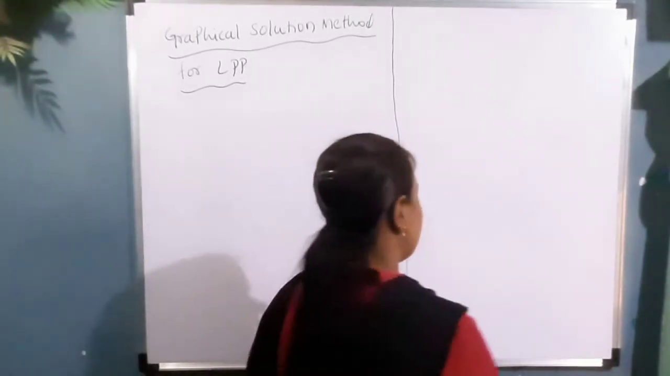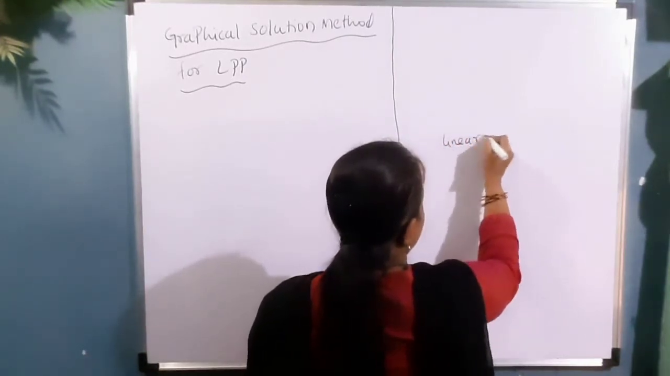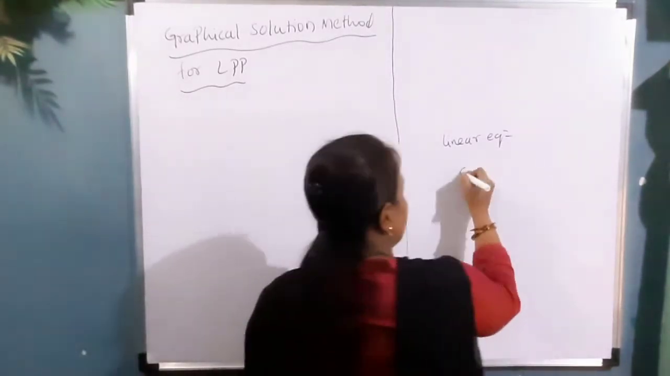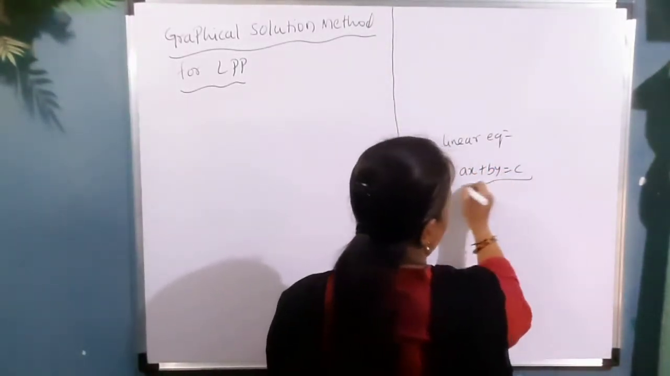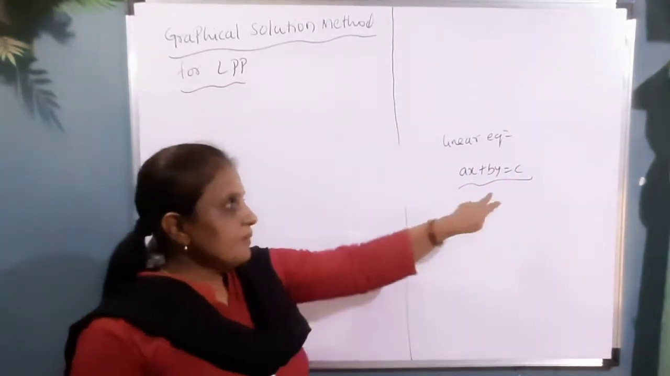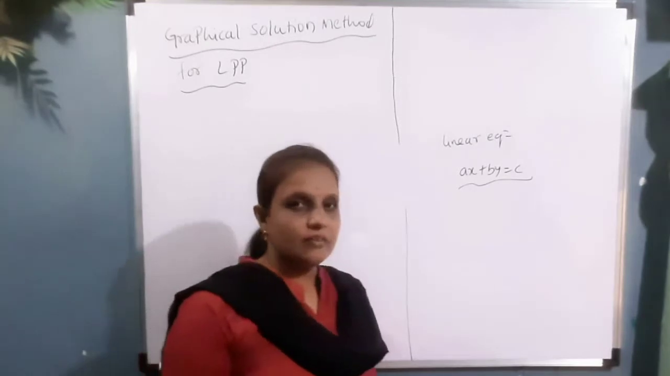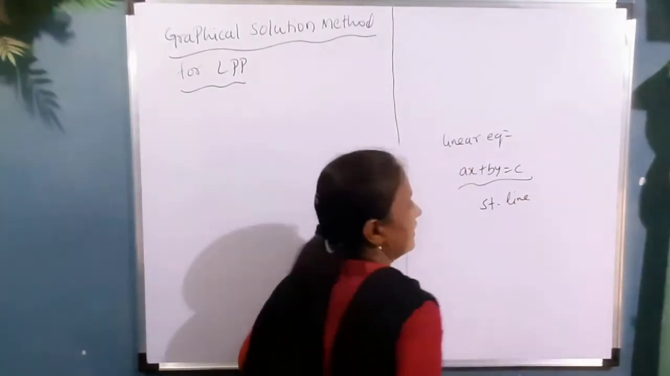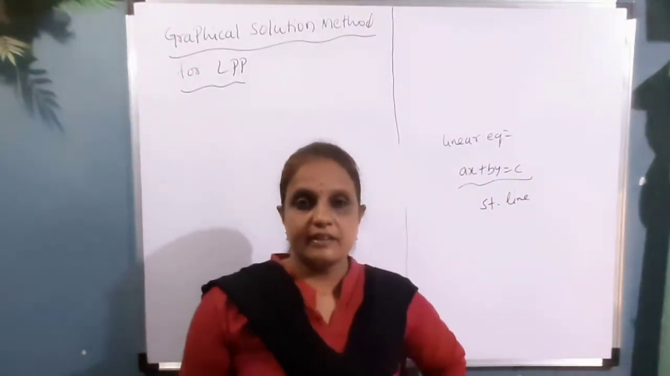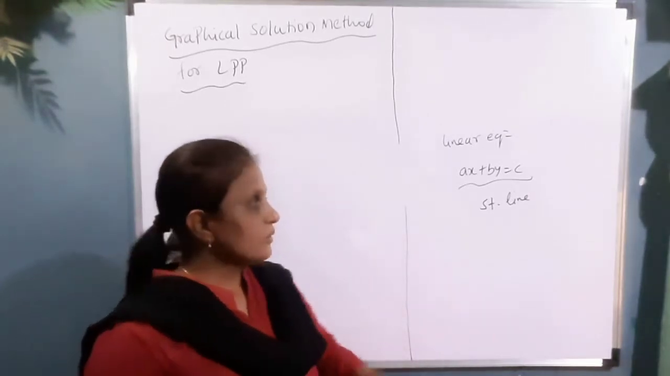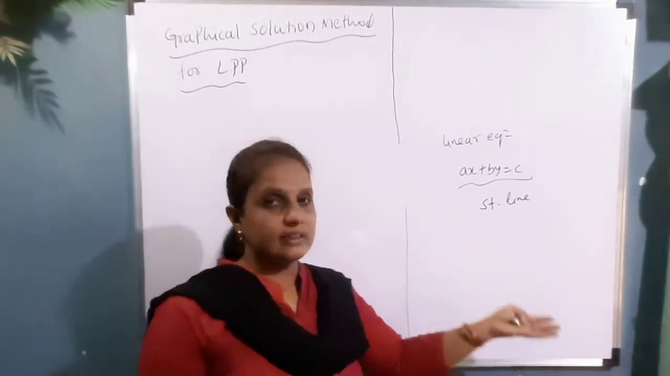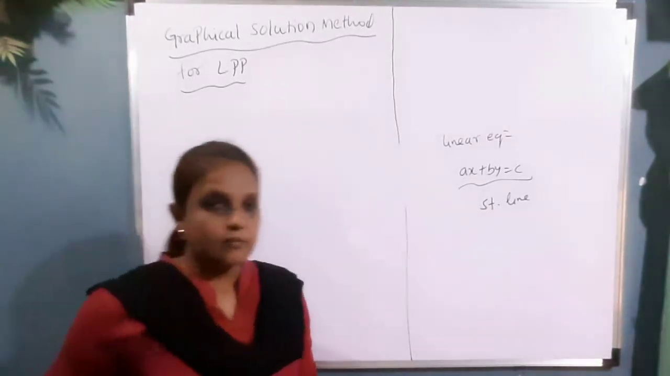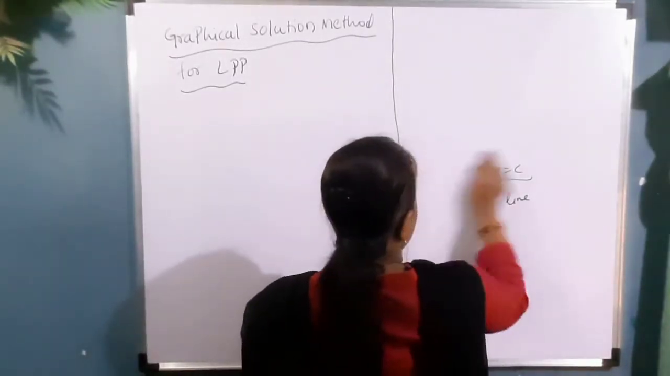Generally in a linear programming problem we have a linear equation, of the form ax plus by equal to c. If we plot it on a two-dimensional graph, it will represent a straight line. So if we have two or three linear equations, we will have two or three straight lines, and using that we can find the solution. Now we will see how the problem is solved using the graphical solution.